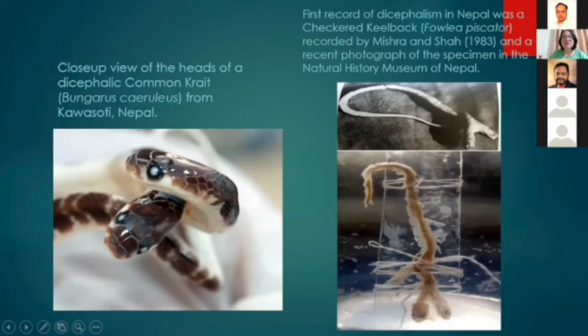The first case of dicephalism in Nepal was not a krait, but it was a keelback, and this is actually kept as a specimen in the Natural History Museum of Nepal.